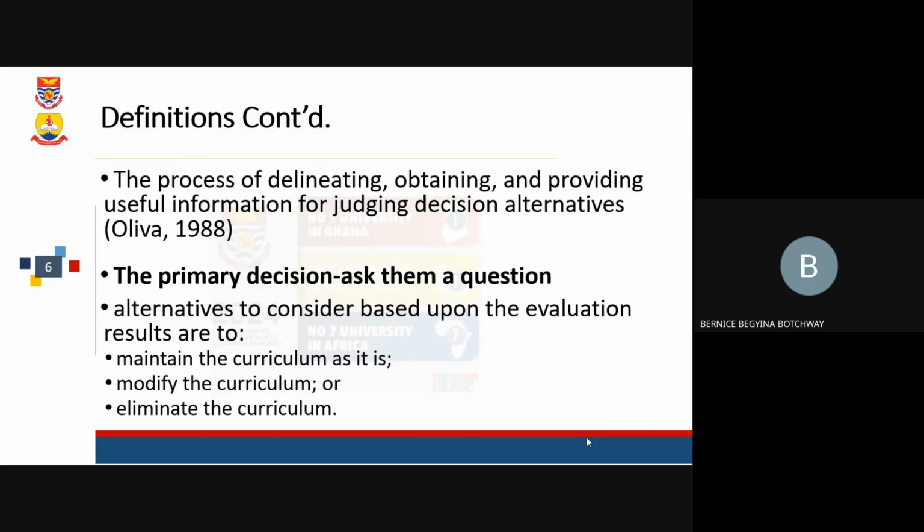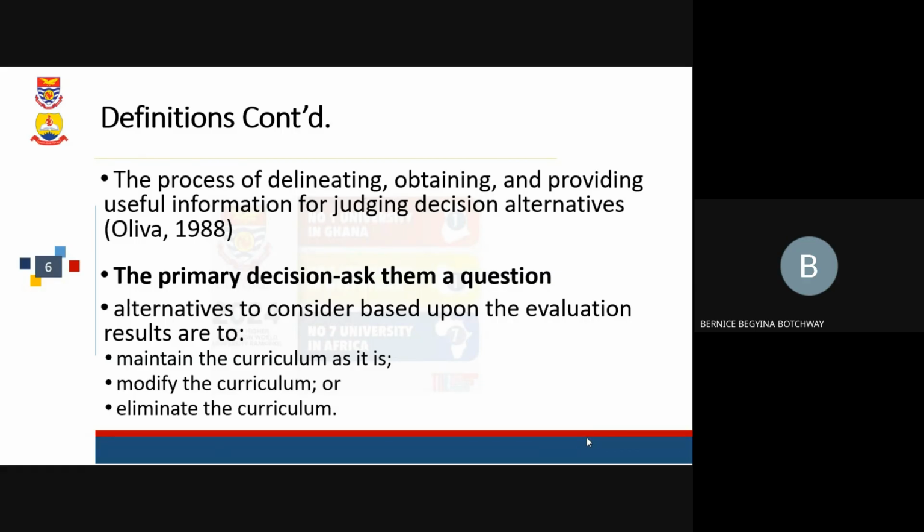And then Oliver also defines curriculum evaluation as a process, just like Einstein and Hankins said. A process of delineating, obtaining, and providing useful information. The emphasis is on useful information for judging decision alternatives. So, according to Oliver, curriculum evaluation involves these three key actions. First, delineating. You clearly define the focus of your evaluation. What exactly do you want to evaluate?